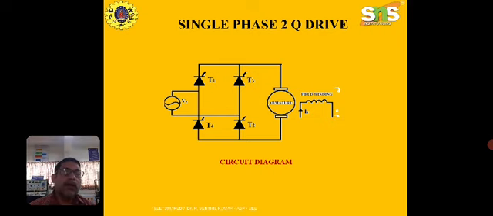Both the positive half cycle and the negative half cycle are controlled. The input is Vs AC voltage and the output is V0 DC voltage, which is given to the armature. Here it is a shunt motor. A field winding is shown here where uncontrolled DC supply is given. This is the circuit diagram of the full controlled rectifier in two quadrant operation, the two quadrant drive.